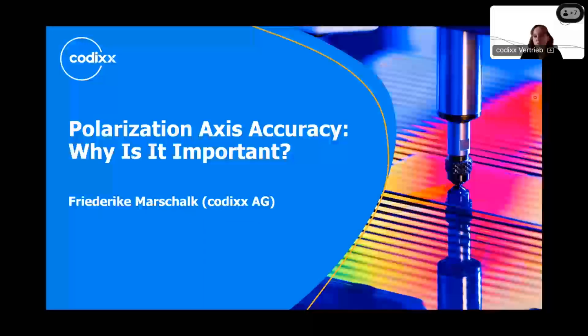Welcome to today's webinar. In the next 15 minutes, we will take a look at a small parameter that can have a surprisingly large impact, the polarization axis accuracy. So let's focus on the angle, how accurately the polarization axis is aligned to the defined reference edge or the marking. Basically, the key question is simple. What happens when the polarizer is good, but the axis is not exactly where the system expects it to be?